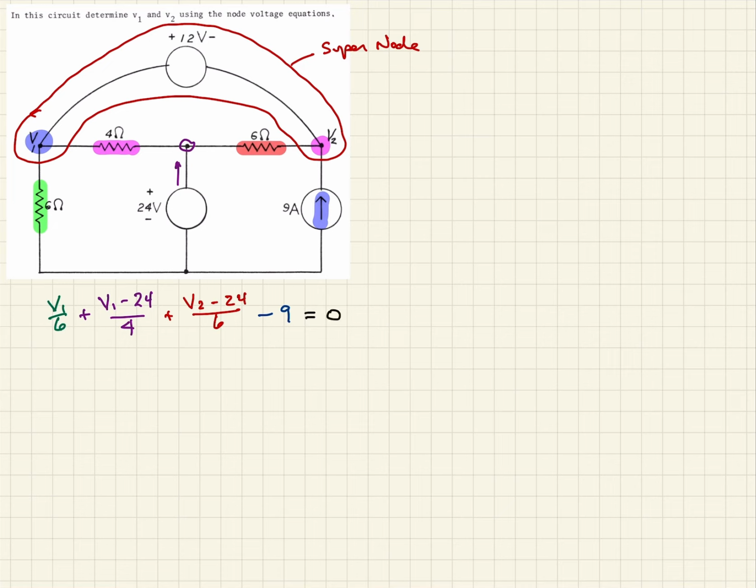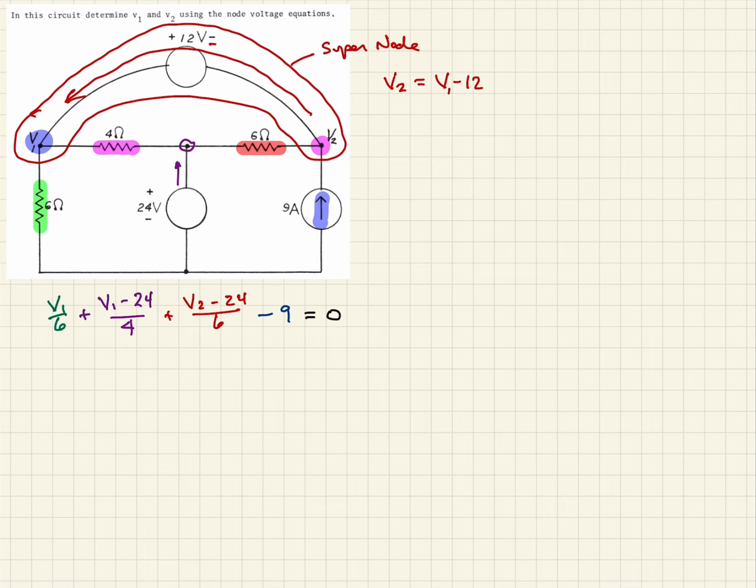So now we also need to characterize our supernode. So what's going on inside of the supernode? Well, we see that we have this voltage relationship between V1 and V2. So V2 is always going to be V1 minus 12 volts. In other words, as we travel from V2 to V1, we hit the negative sign first, so it's going to be 12 volts less than V1. So between these two equations, then, we should be able to solve this.